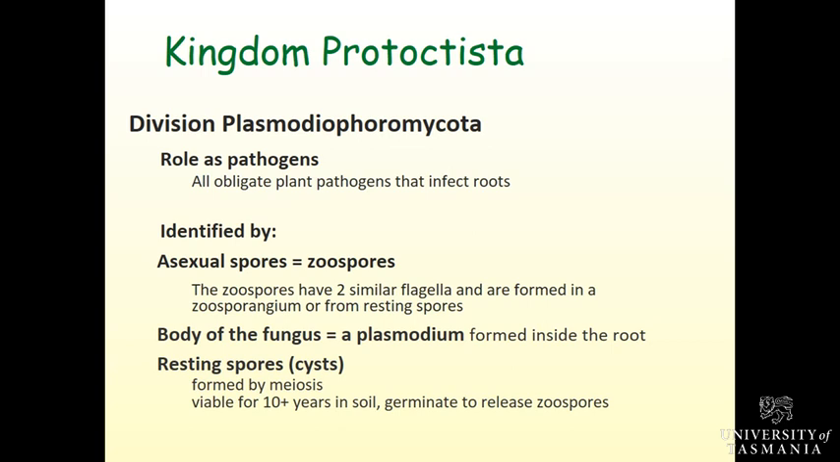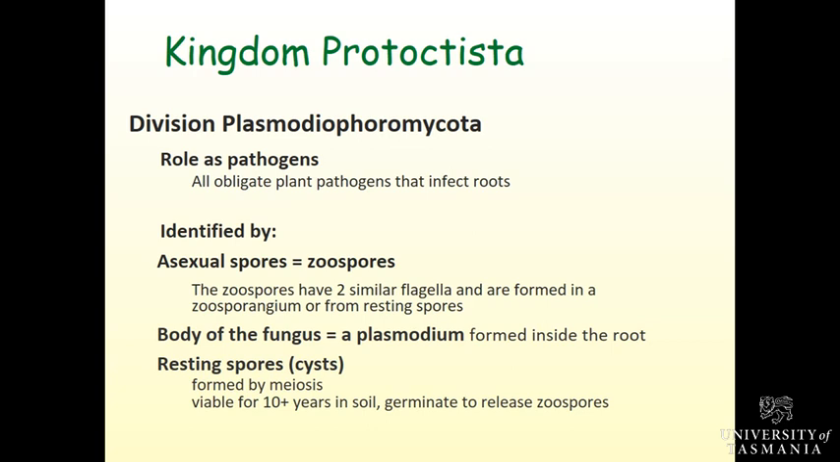So the zoospores have a pair of flagella, and they're formed in a structure called a zoosporangium. When you've got this "angium", that's the structure that produces the type of spore. So a zoosporangium produces zoospores. These are released into the soil moisture. They swim around, find a root, start an infection, create a new zoosporangium, make more zoospores, and away they go in a polycyclic manner.